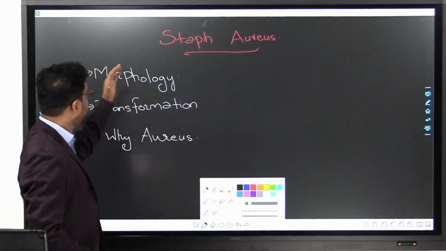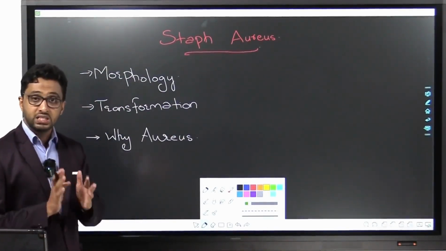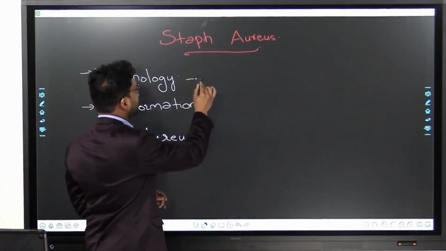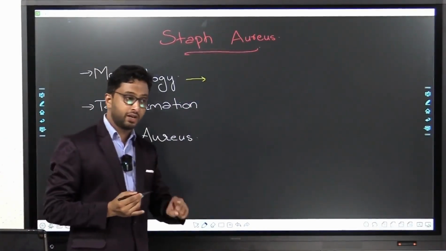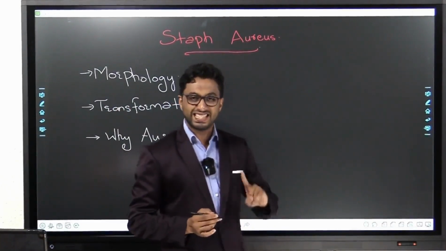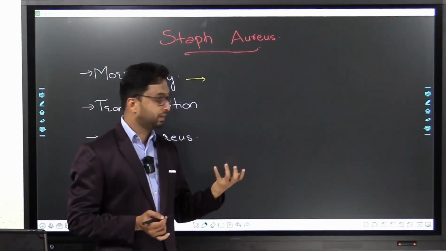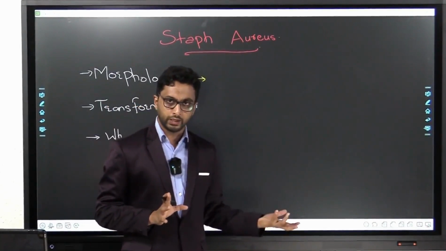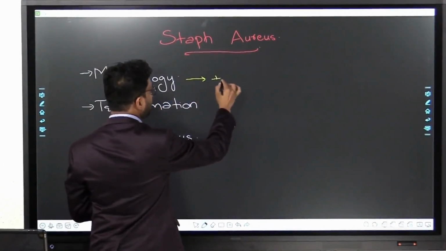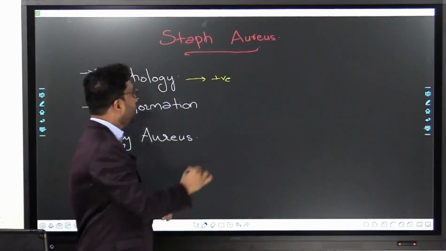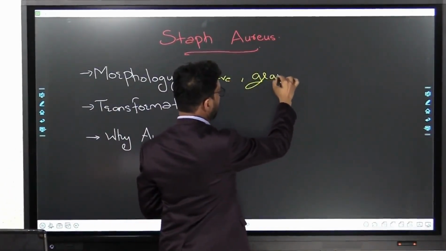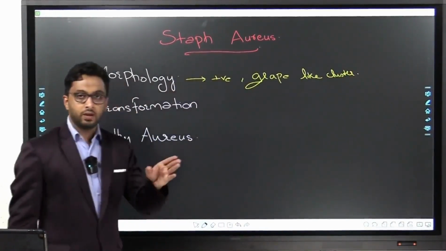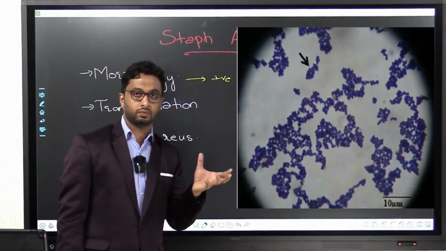Now let us come to more details of Staph aureus. Please note, in general, all staphylococci, including aureus, have a particular morphology: they are gram positive. We will study gram staining, Ziehl-Neelsen staining and all in basic bacteriology next. So they are gram positive organisms which occur in grape-like clusters. You can see here the grape-like cluster look of these organisms.